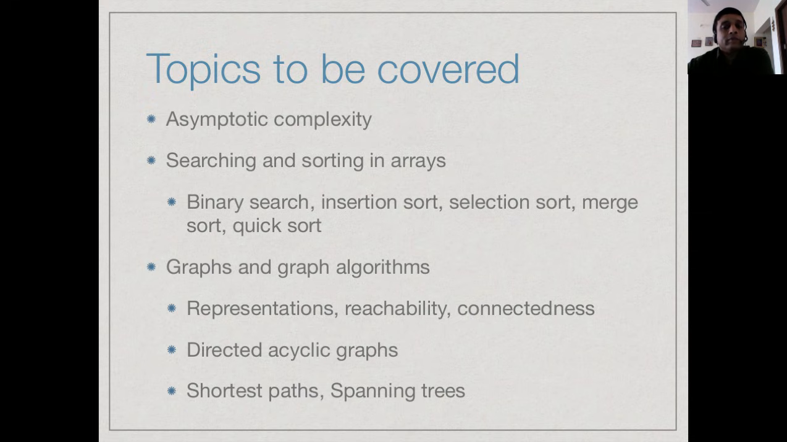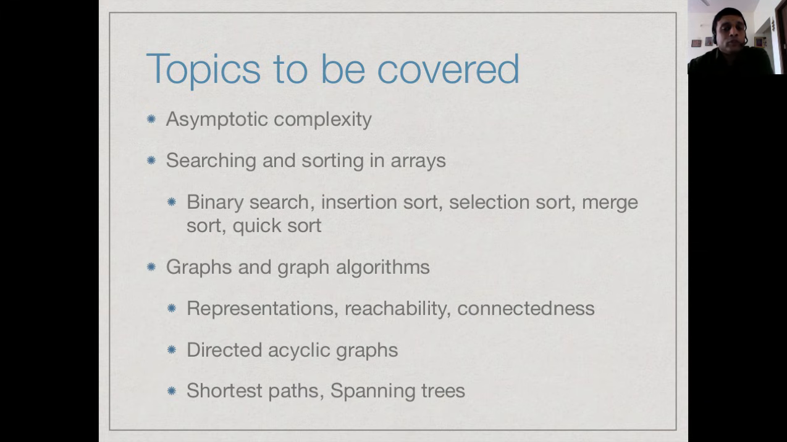Here is a kind of approximate list of the topics we expect to cover in the course. So after looking at a few examples, we will start with asymptotic complexity, which is the way of measuring the efficiency of an algorithm and writing down this measure in a way that we can compare easily across algorithms.